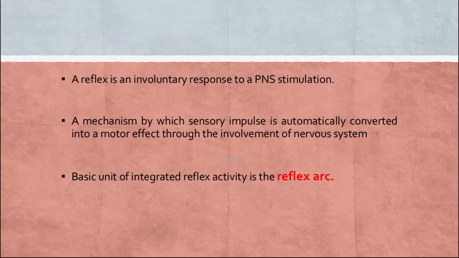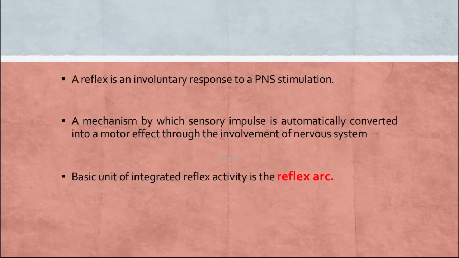The stretch is sensed by the muscle spindle and Golgi tendon organ, which are present within the skeletal muscle. They will sense the stretch and send that stretch sensation to the spinal cord. Within the spinal cord, they will form the synapse with the motor neuron, which is the efferent fiber coming back to the skeletal muscle. This entire circle is called a reflex arc.